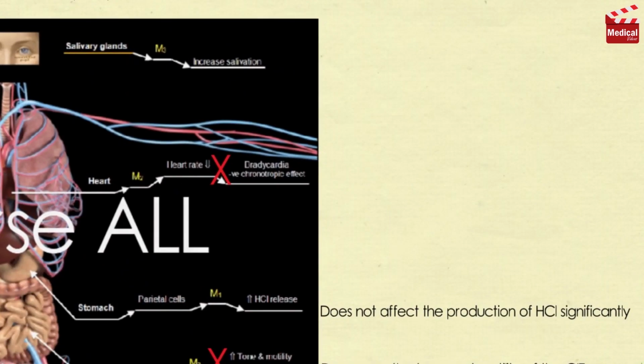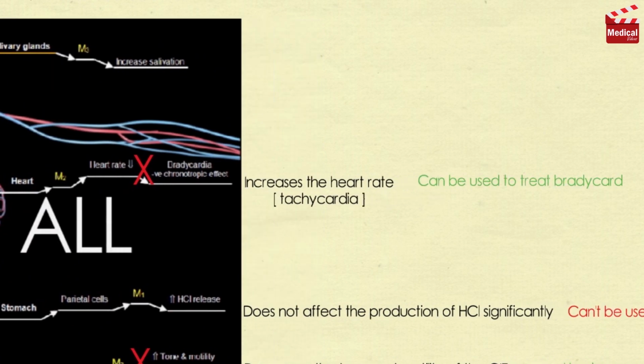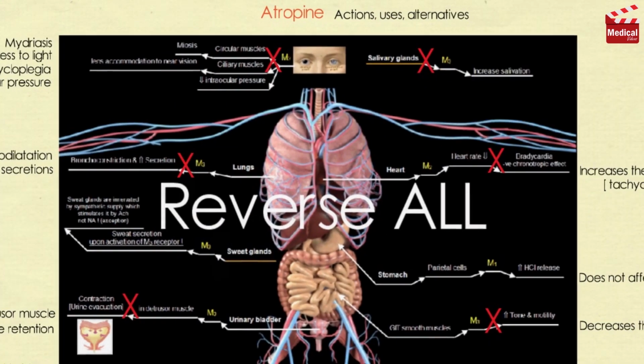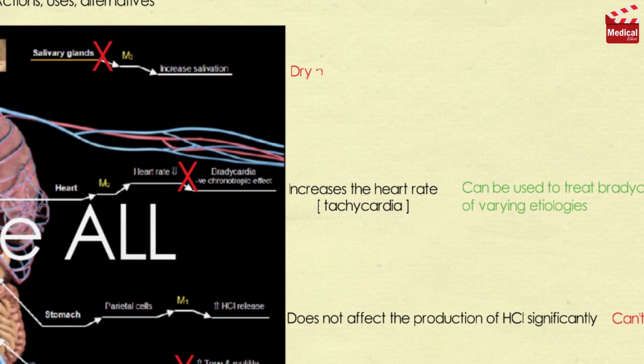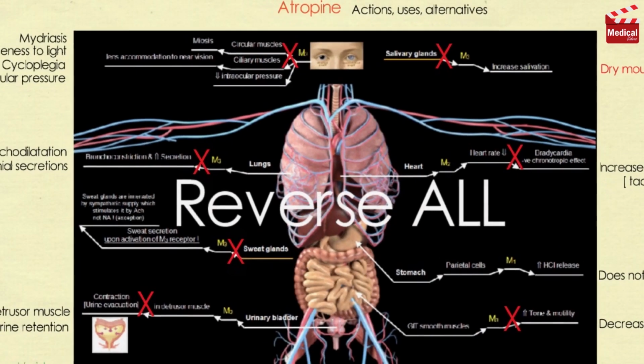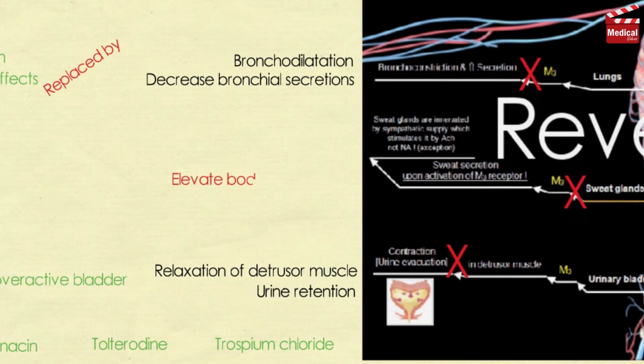Atropine increases the heart rate, known as tachycardia. So it can be used to treat bradycardia of varying etiologies. And it blocks muscarinic receptors in the salivary glands, producing dryness of the mouth. It also decreases secretions of sweat and lacrimal glands. Inhibition of secretions of sweat glands can elevate body temperature, which is dangerous especially in children.